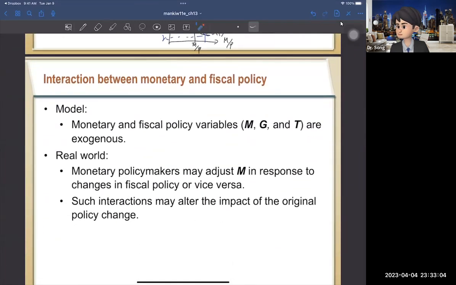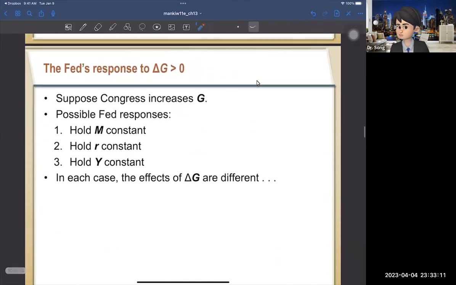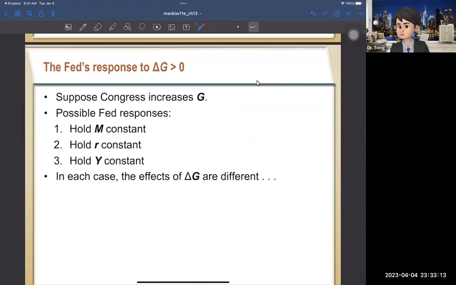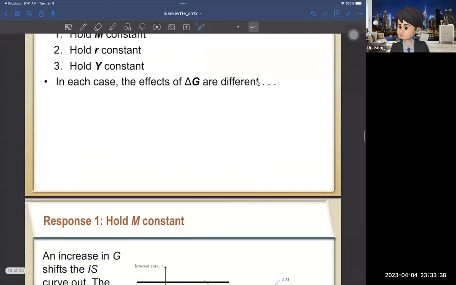So now let's talk about the interaction between the monetary policy and the fiscal policy. We're gonna study the 3 different responses of the central bank when government increases their spending. So suppose the Congress increases the government spending, and there are 3 possible Fed responses. The first one is to hold M constant. That means that basically the central bank doesn't do anything. The second one is that the central bank wants to keep the same interest rate. And the last one is that they want to keep the same amount of output, okay? So let's take a look one by one.